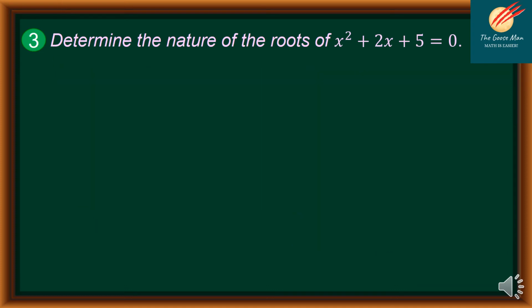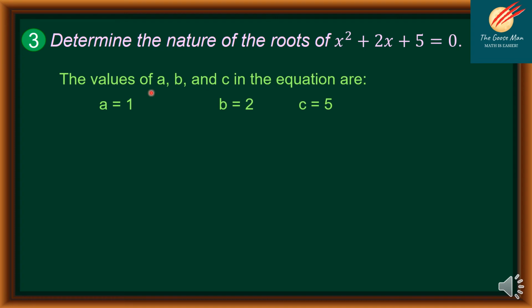Let's move on to problem number 3. Determine the nature of the roots of x squared plus 2x plus 5 is equal to 0. By inspection, we can say that the quadratic equation is already in standard form. So we will find out now the values of a, b, and c respectively. Here, the value of a is equal to 1, and the numerical coefficient of 2x is equal to 2, and our constant c is equal to 5.